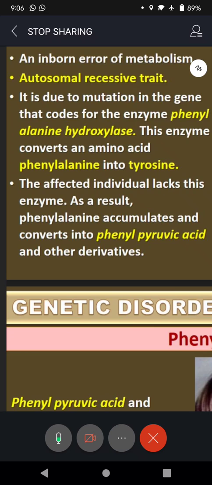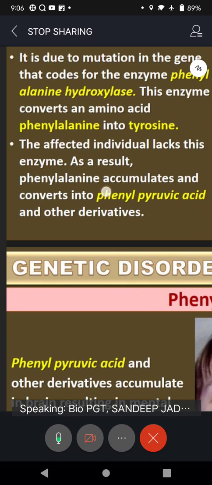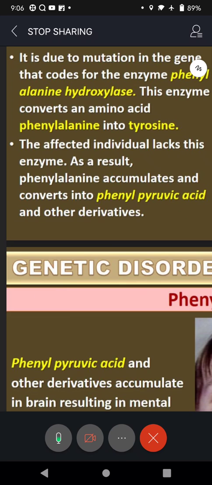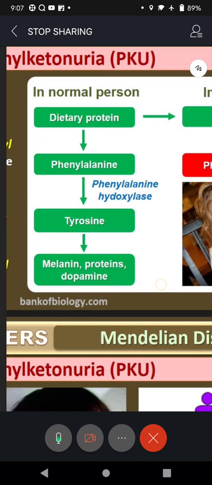The affected individual lacks this enzyme. What happens in phenylketonuria? This enzyme will not be there. Which enzyme? Phenylalanine hydroxylase. So if that is not there, who will convert this amino acid phenylalanine to tyrosine? In the absence of that enzyme, phenylalanine stays as such. It won't get into tyrosine. So as a result, what happens? Phenylalanine gets accumulated and changes into phenylpyruvic acid, and it gets into the person's blood.